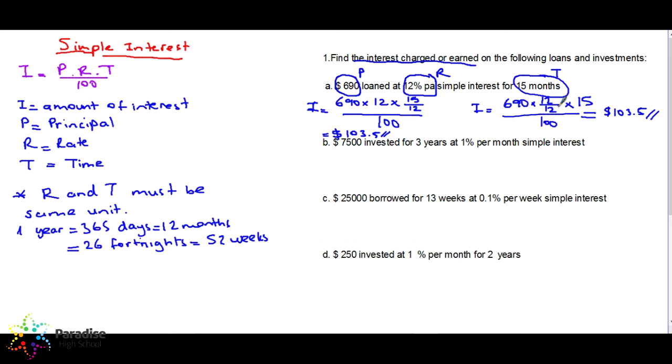In the second way, what did we do here? We converted year into monthly rate, and time is also month. So this is month, this is month. Let's look at the second question.